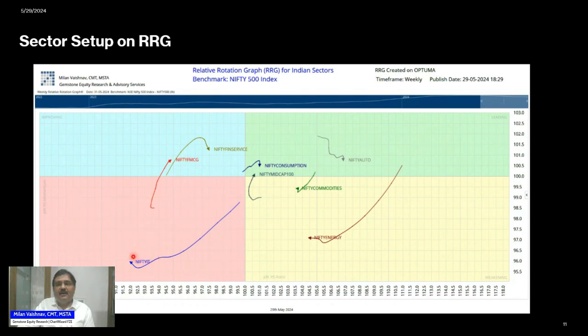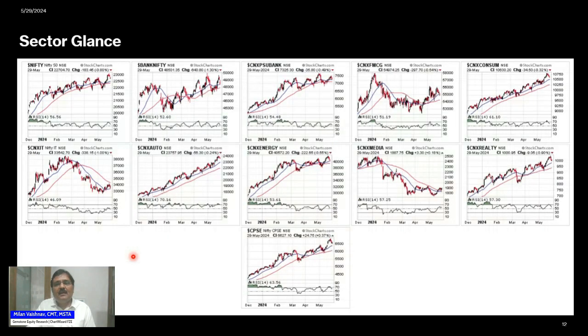Nifty IT is starting the process of improving its relative momentum, which can be viewed as a slight defensive play in the markets. Let's take a sectoral glance. These are different Nifty sectors that we are looking at. For example, Nifty Auto is in a good downtrend.